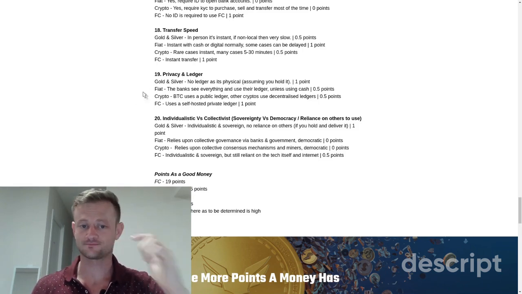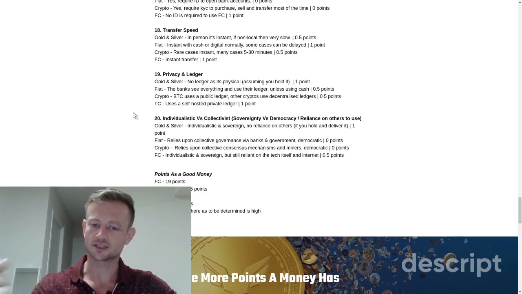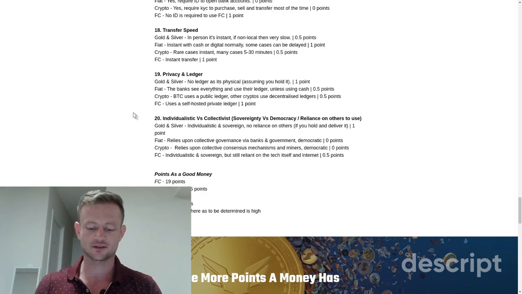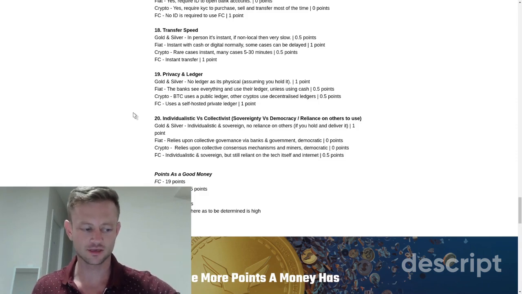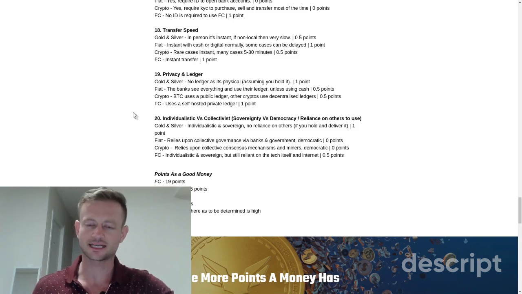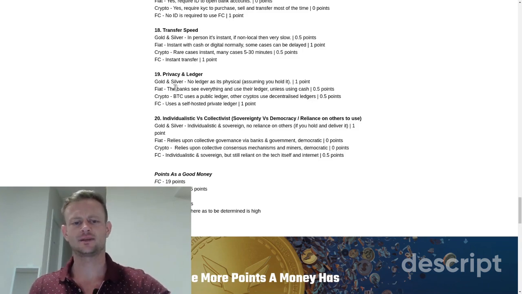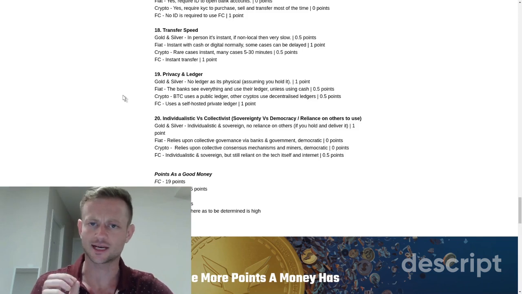Privacy and ledger. Well, gold and silver, no, because it's just physical, just the same as you don't have a ledger when you're using cash, unless you write and track down your own ledger. Well, what is a ledger? A ledger is just a tracking of all your transactions, a history, and your current balance, which is what you have in bank accounts and in your crypto wallets. That's a ledger. And so when you're trying to design a private ledger, man, a lot of work needs to go into that to figure out how it can be done well.